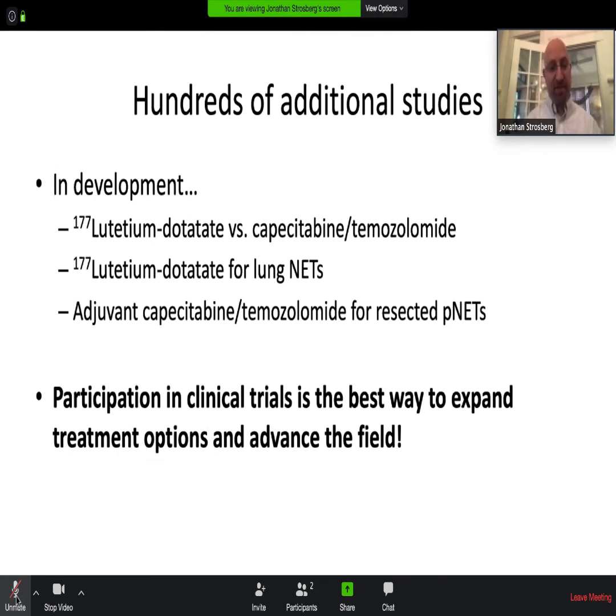So again, I want to end this talk by emphasizing that the only way we can expand treatment options and advance the field is through patients participating in clinical trials. And I can't say how grateful I am for patients that I've seen who've been involved in clinical trials and who've really contributed, in many cases heroically, to the advances we've already made. And I know that many trials require a big commitment of time and effort.